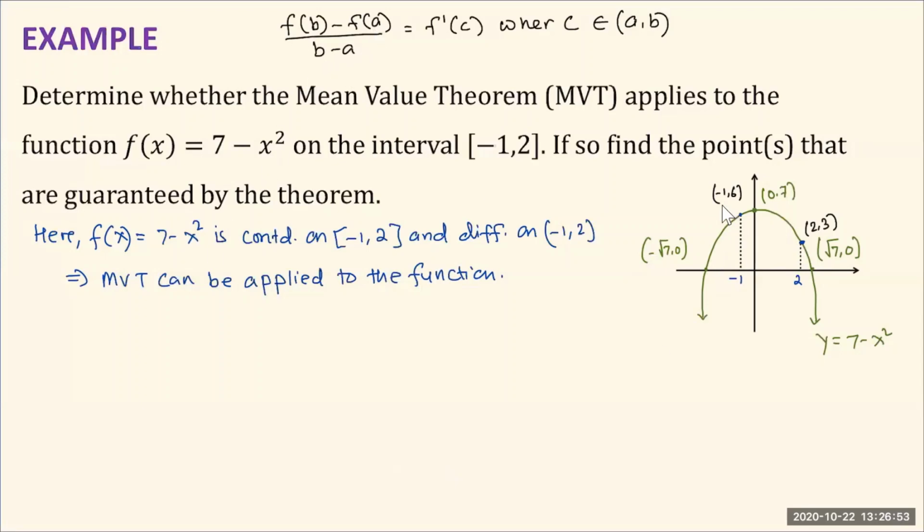I want to find f of b minus f of a over b minus a. That means I want to find the slope of the secant line joining these points. So I need a secant line joining those 2 points, and I have to find the slope of that secant line. Let me draw that line there. You can see that is your secant line. We want to find the slope of this secant line. So let's do that now.